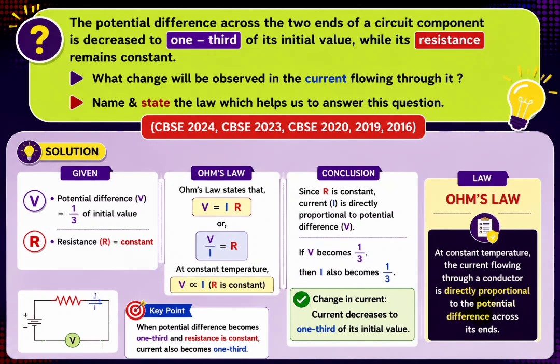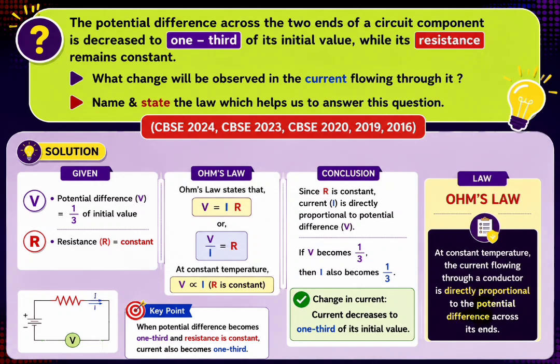Let's break this into our structured solution framework. Given: potential difference V new is equal to 1 by 3 volt and resistance R is equal to constant. The law: this entire scenario is governed by Ohm's law. It states that at a constant temperature, the current flowing through a conductor is directly proportional to the potential difference across its ends, V proportional to I.